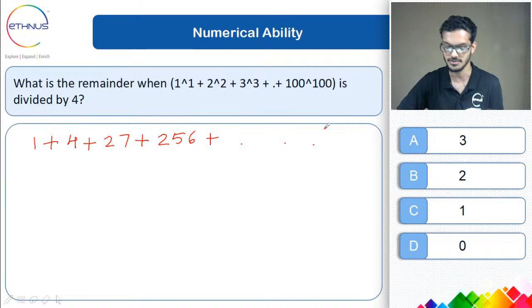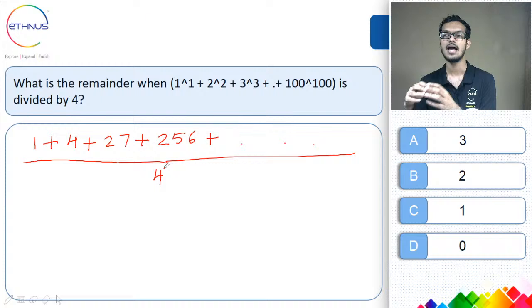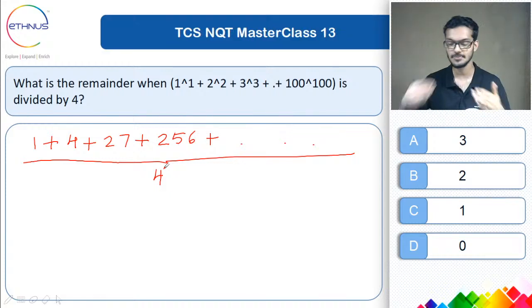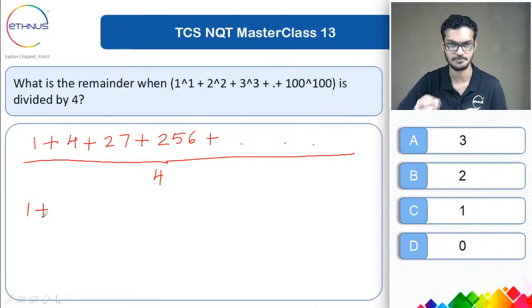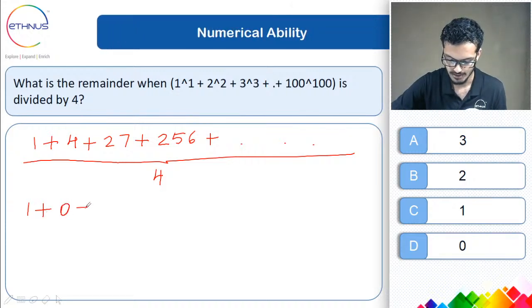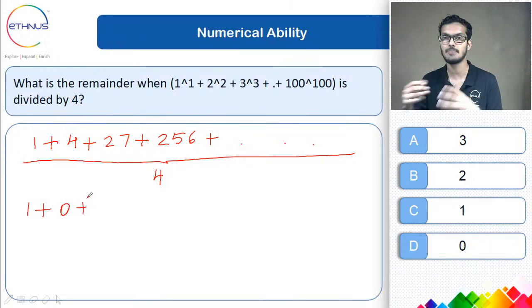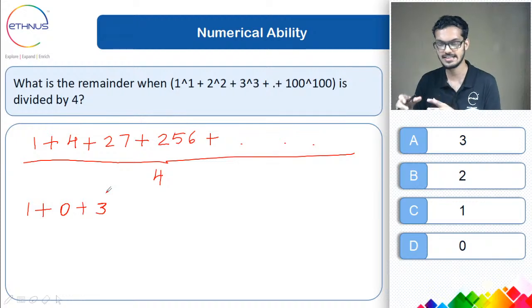Now, when all these numbers are divided by 4, what is the remainder you get? As already mentioned, you can use the remainder theorem. You can individually divide each of them. If I divide the first number, 1, by 4, the remainder is 1. If I divide the second number, 4, by 4, the remainder is 0. And 27 divided by 4: 4 6s are 24, so the remainder is 3. And 256 divided by 4.